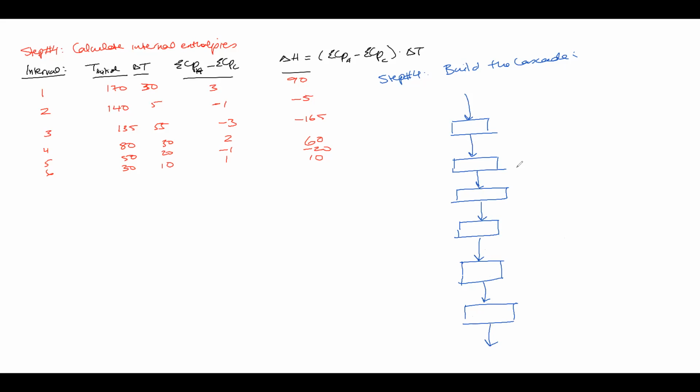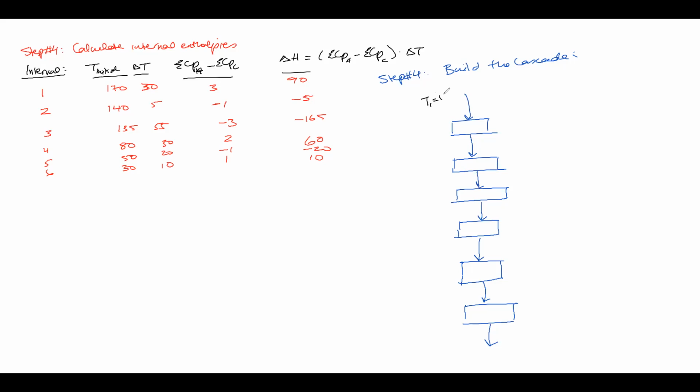Okay, so I build my cascade diagram, and the cascade diagram has 2 steps. The first step, I'm just translating the data from this table onto this diagram. So let's do this. I have my initial temperature here. We can call this T.